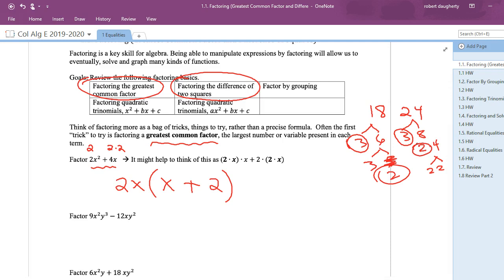I got the numbers and I got the variables. I like to just start with the numbers. I got a 9 and a 12. What do they have in common? 3. I've got 3 times 3 and 3 times 4. So I'm going to write down a 3.